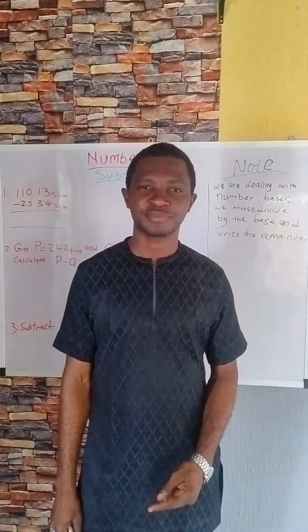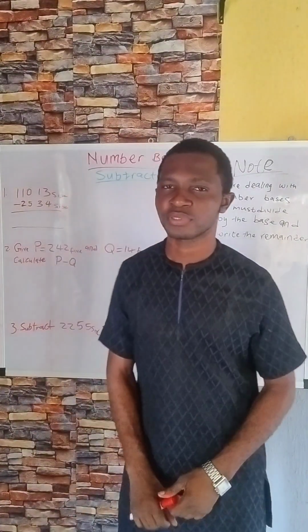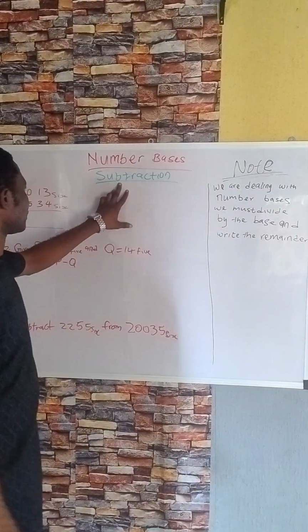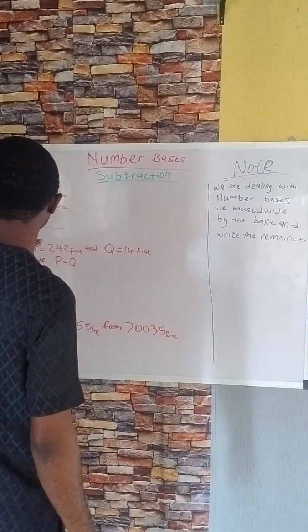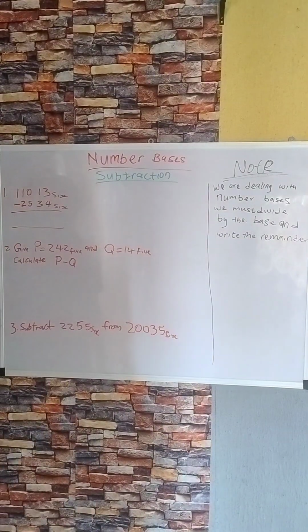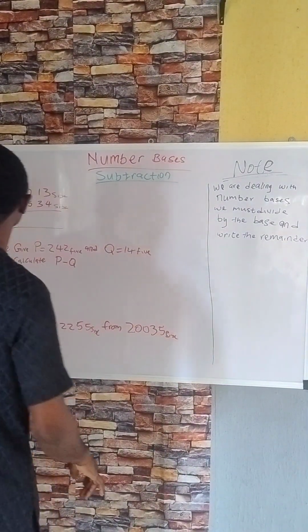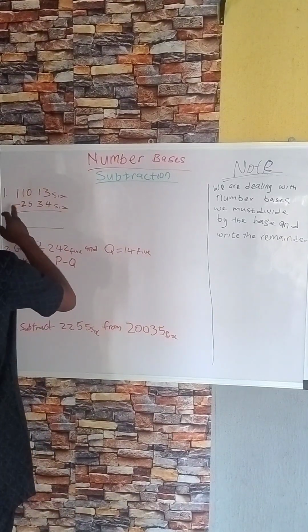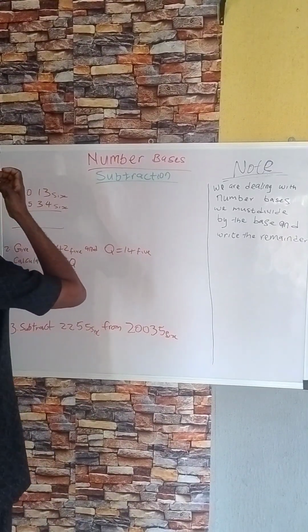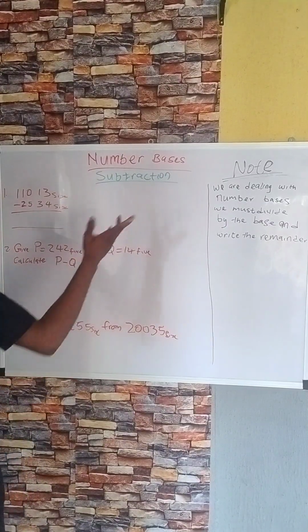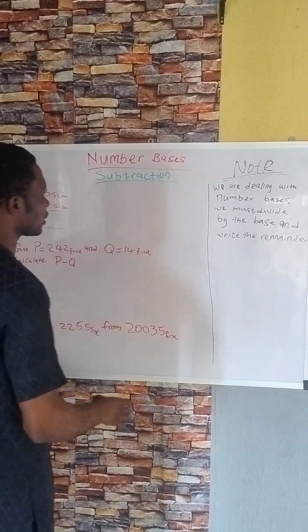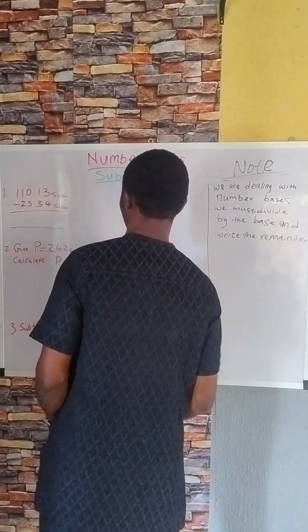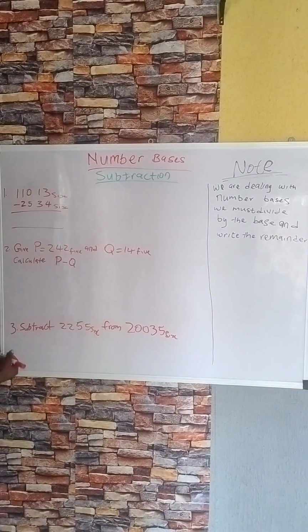So we also have 3 examples on number bases. This is subtraction in number bases, and we also have 3 examples we want to look at. The first example says 11013 base 6 minus 2534 base 6. So keep in mind what we have already written out here. You can crop out the vital points, divide by the base, and write the remainder. So let's work with that.